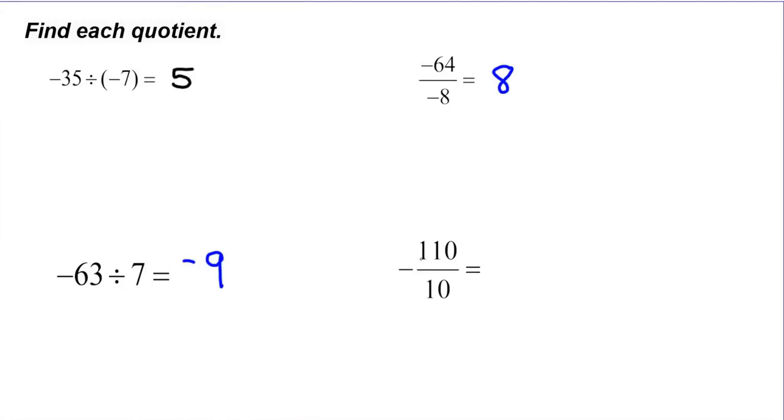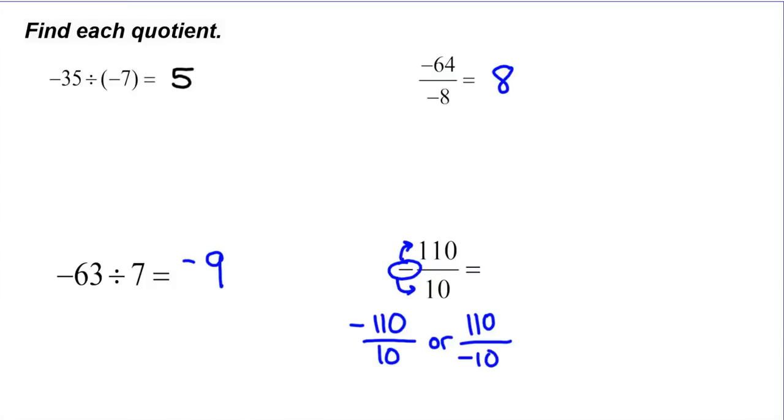Now we're going to see this sometimes with this negative hanging out in front of that fraction bar, and sometimes students are confused. Which number does the negative go with? To be honest, it really doesn't matter which one you apply it to, as long as you don't apply it to both. So this expression could be interpreted in two ways: negative 110 divided by 10, or positive 110 divided by negative 10. That negative can go either way.